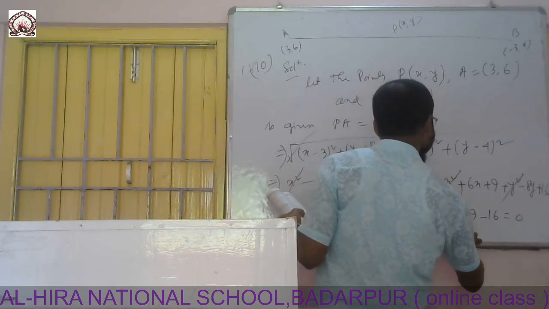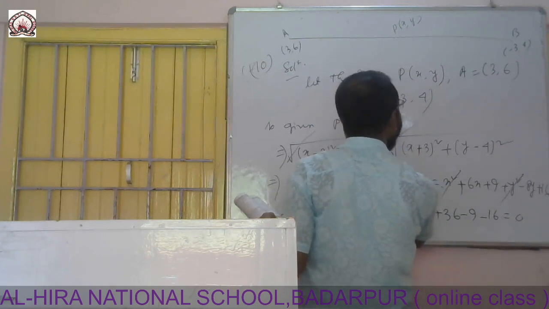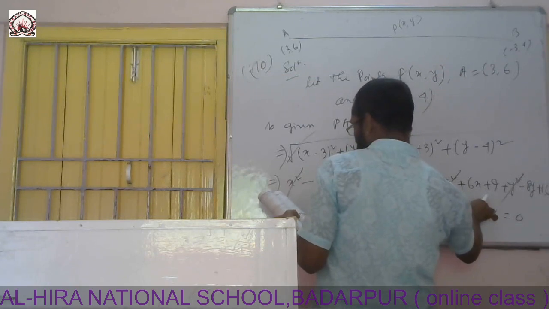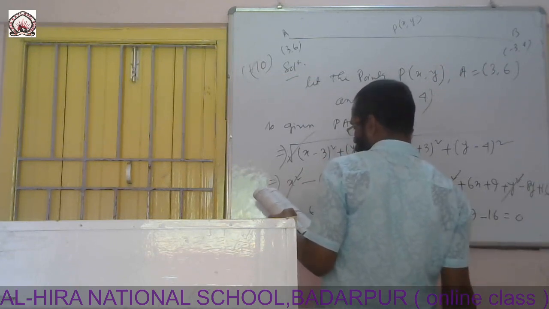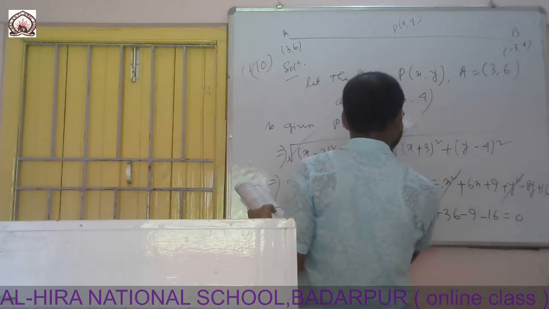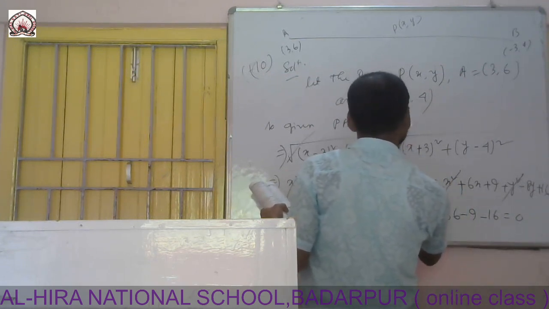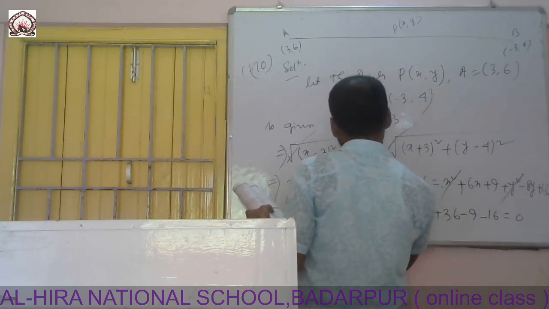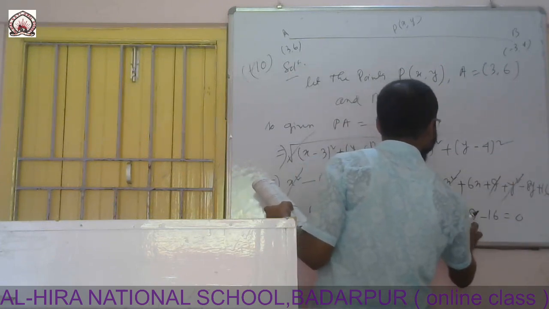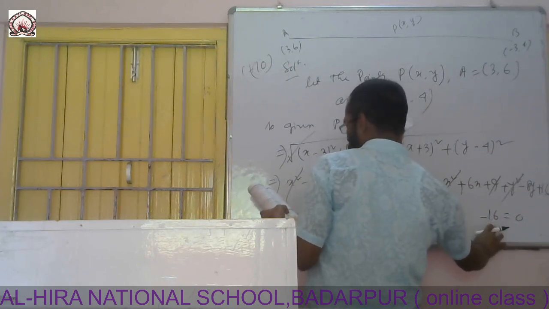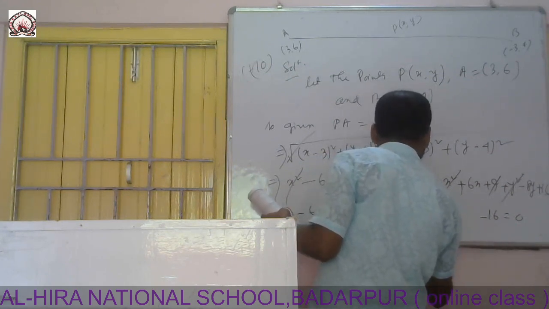This is 36, this is 36, and this one is plus 9 and this one is plus 9, this one is plus 16. So the 9 and 9 cancel. So it is 36 minus 16, which is plus 20, equal to 0.